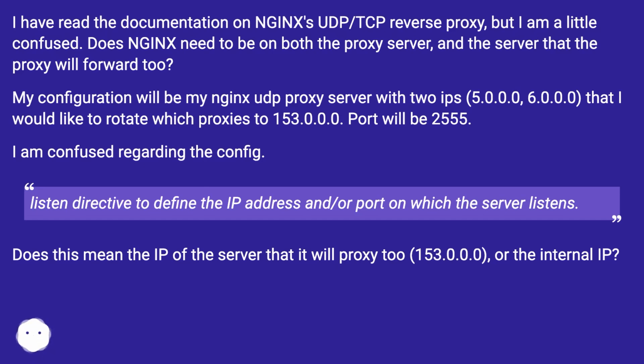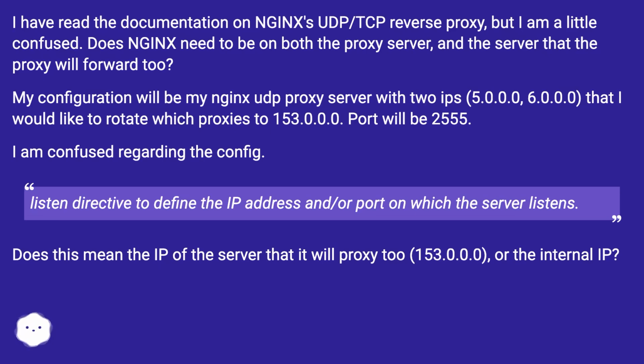My configuration will be my NGINX UDP proxy server with two IPs, 5.0.0.0, 6.0.0.0, that I would like to rotate, which proxies to 153.0.0.0. Port will be 2555. I am confused regarding the config.